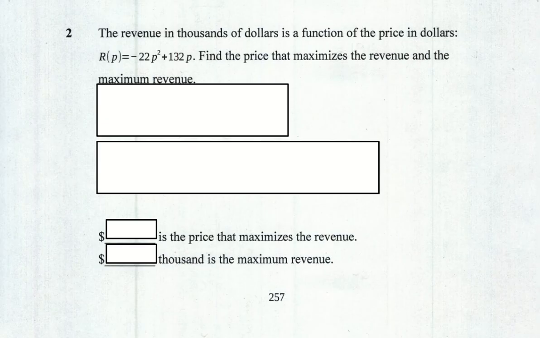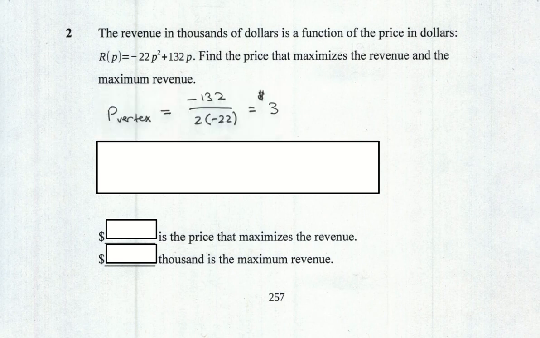The questions are all set up the same. They look the same in OpenMath. The revenue in thousands of dollars is a function of the price in dollars, and there's that function, that equation. The revenue as a function of the price is -22 times p squared plus 132p. Again, it says find the price that maximizes the revenue and the maximum revenue.